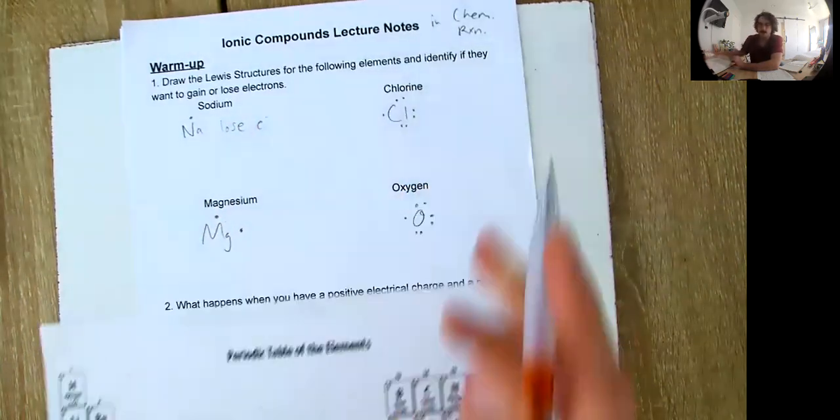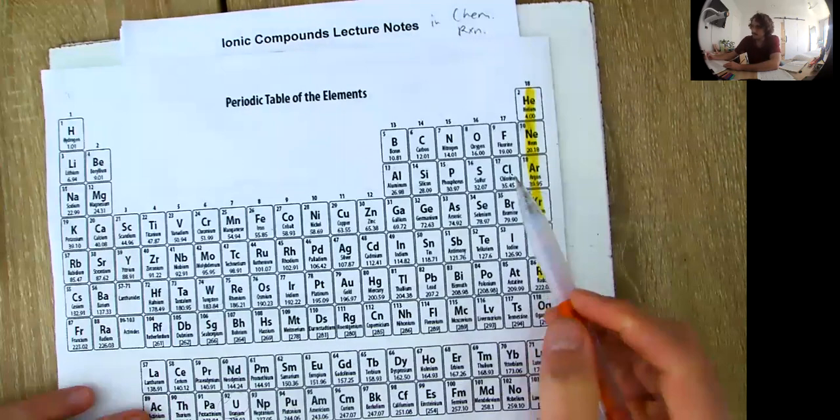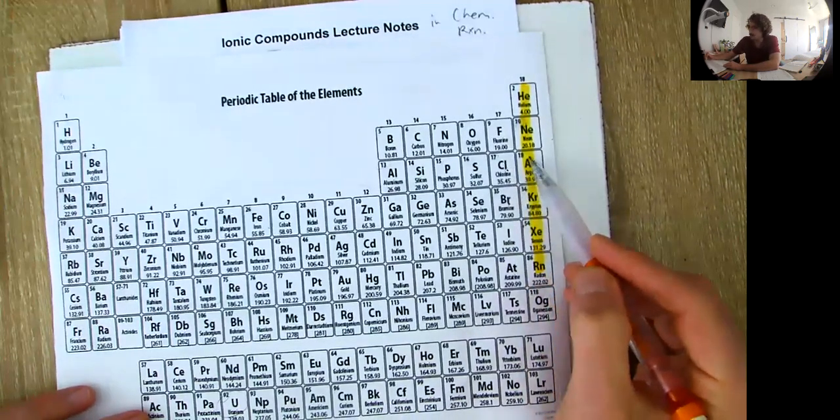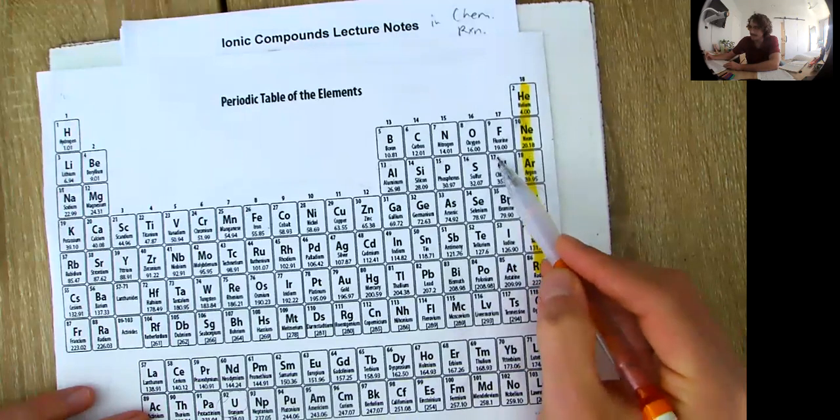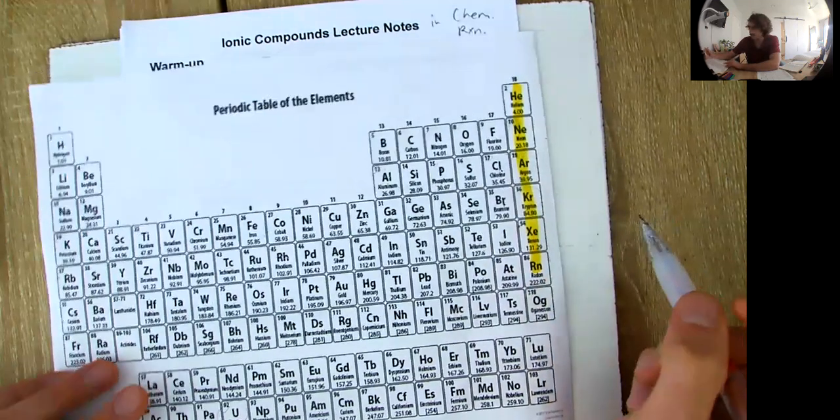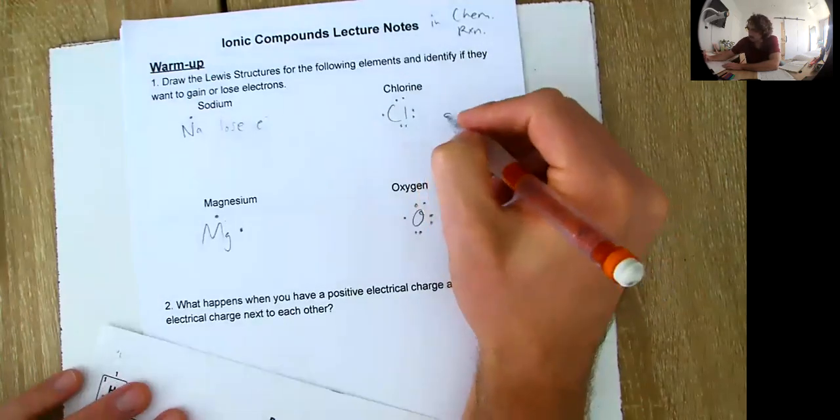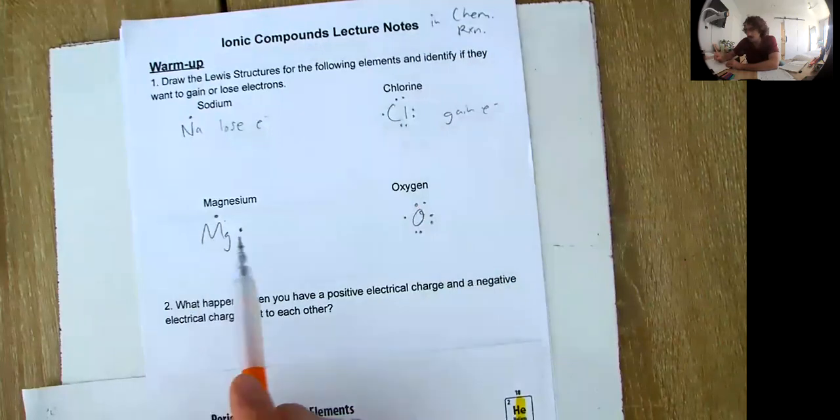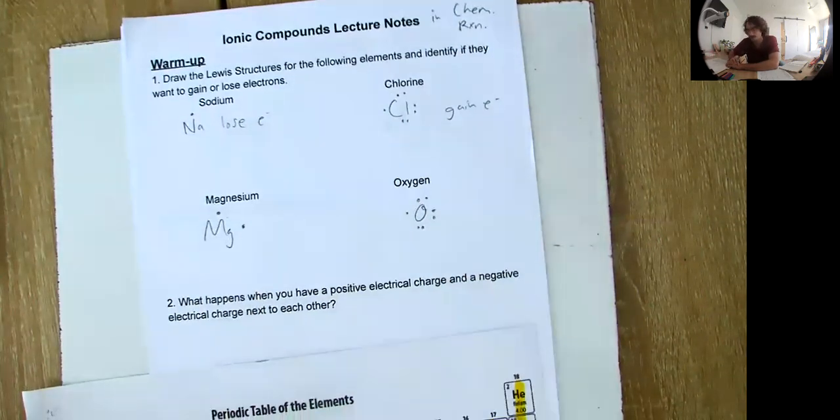Let's look at chlorine. Chlorine is right here on the periodic table. It's number 17. The closest noble gas to chlorine is argon, number 18. So chlorine will gain an electron to have the same amount of electrons like argon. So the answer here is gain electrons. You are going to figure out whether magnesium loses or gains and oxygen loses or gains. That's going to be your question for you.